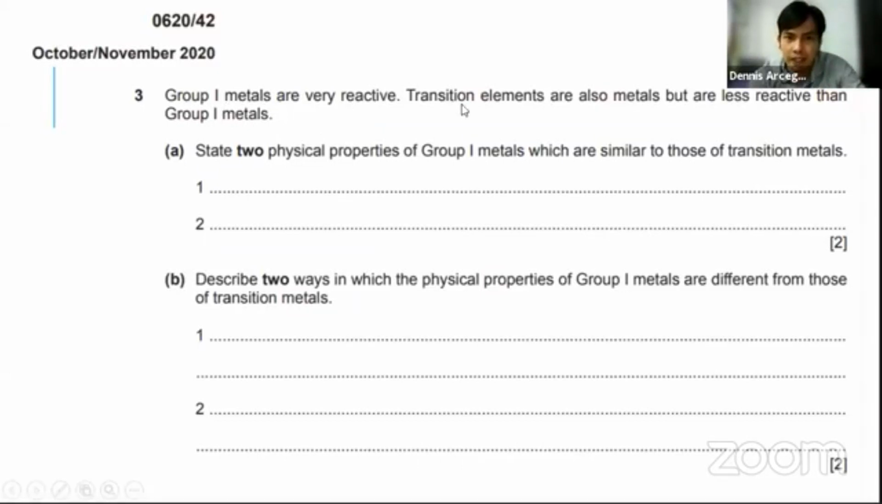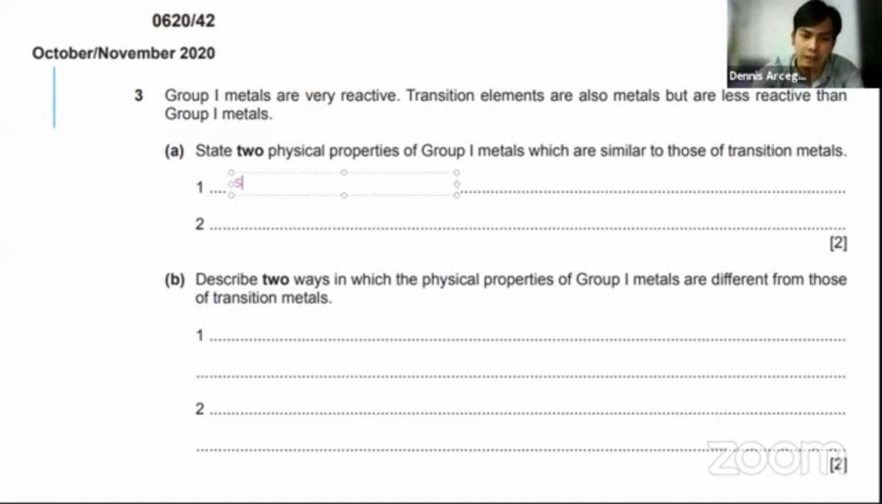Group 1 metals are very reactive. Transition metals are also metals but are less reactive than group 1 metals. So state two physical properties of group 1 metals which are similar to those of transition metals. Again, this kind of question I saw several times in the exam. Sometimes they specify whether it is physical or chemical. Sometimes they're just asking to state two properties. If they say state two properties, it could be physical or chemical. But if it's stated as physical, you have to write physical.